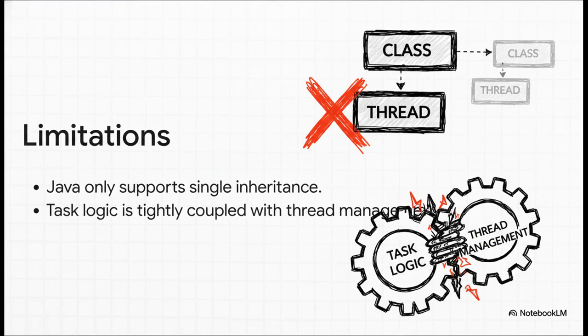But, and this is a huge but, simple isn't always good. Here's the killer problem. Java only has single inheritance. So the second your class extends Thread, that's it. It can't extend anything else, ever. You've completely locked it down. Plus, your task, the actual work you want to do, is now permanently stuck to the thread itself. It's what we call tight coupling, and in software design, that's a big no-no.